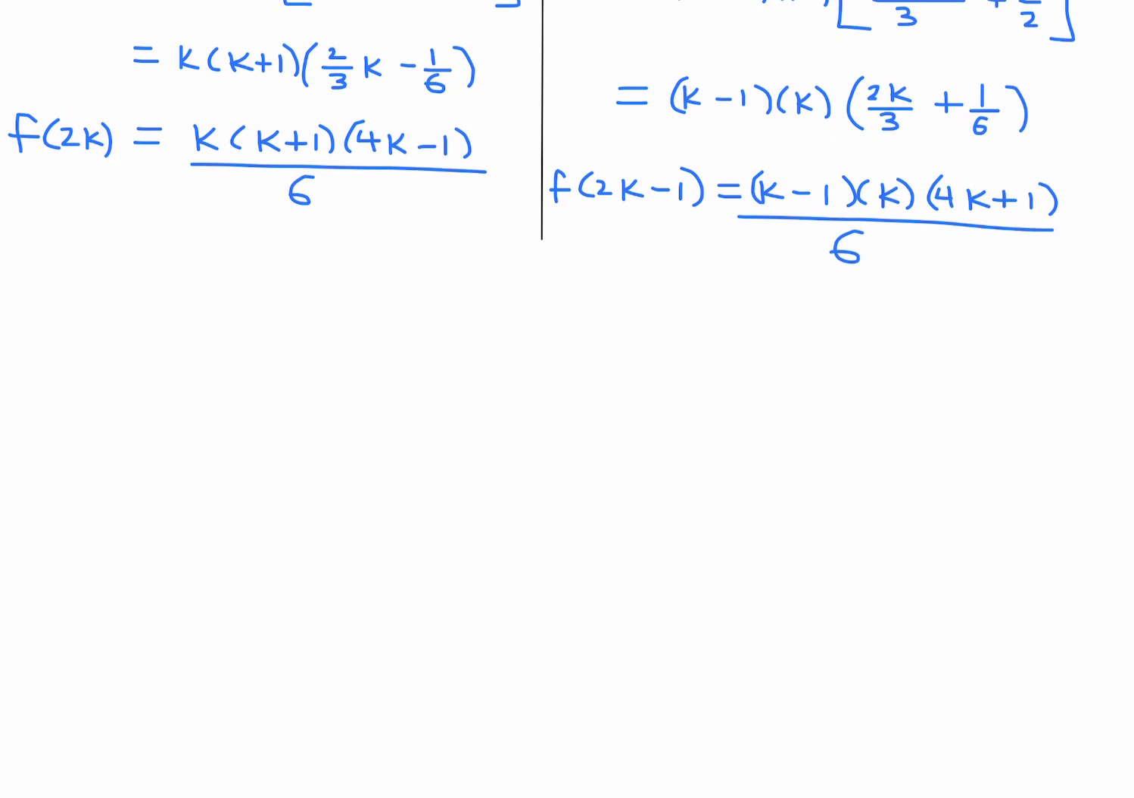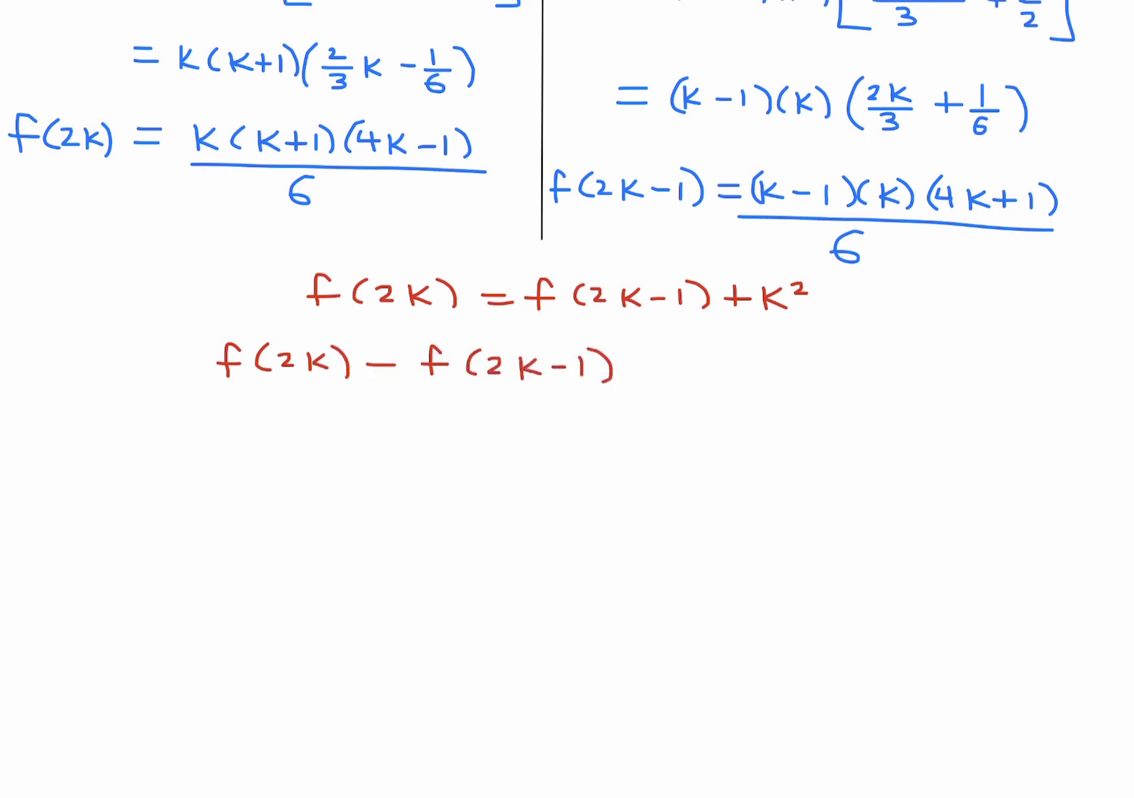We have to prove that f at 2k is equal to f at 2k minus 1 plus k squared. We can rearrange this and write f at 2k minus f at 2k minus 1 is equal to k squared. And the good news is that f at 2k we have a formula for, and f at 2k minus 1 we have a formula for.